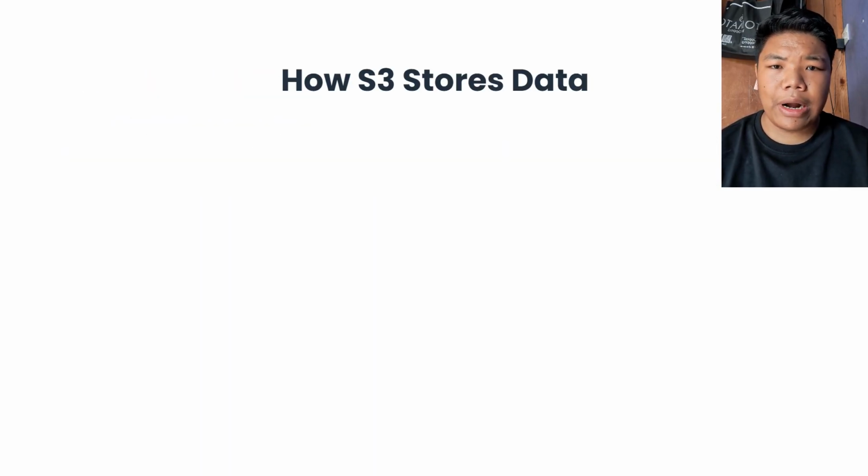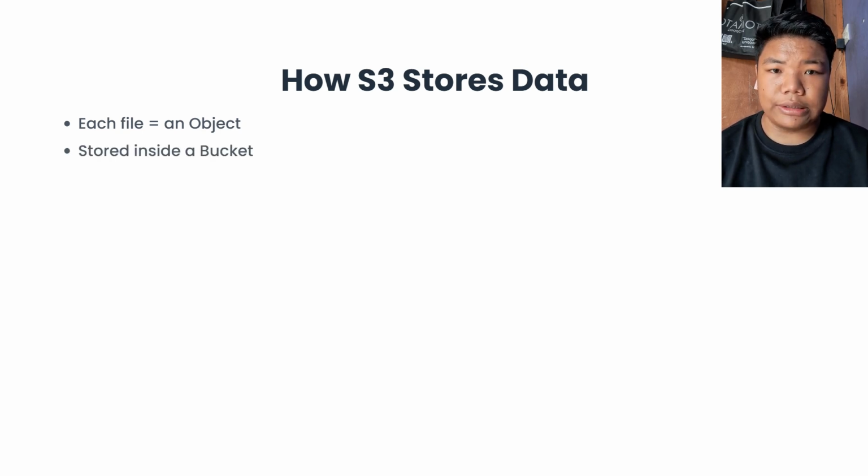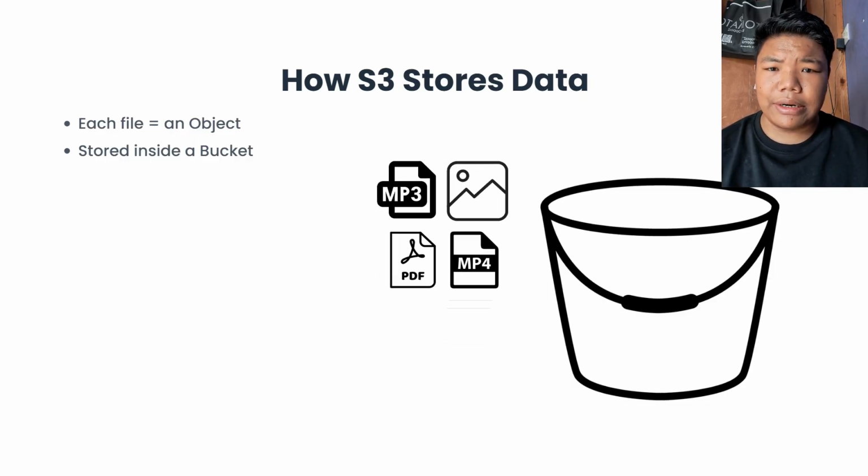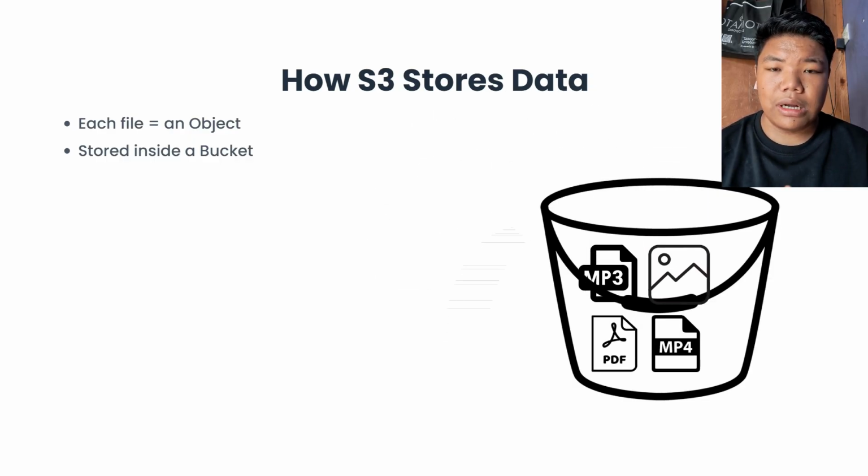Now, let me break down exactly how S3 organizes your data because understanding this will make everything else click. First, each file you upload becomes what S3 calls an object. Whether it's a photo, document or video, it's all treated as an object. These objects are stored inside a bucket. Think of buckets as your main containers or folders in the cloud.